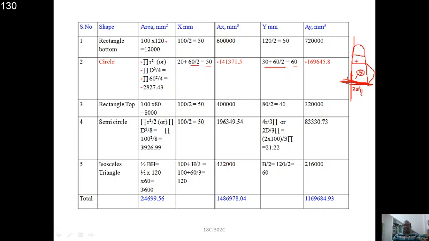And similarly for the rectangle, this is the top portion. So it is given as rectangle top. So the top portion is the rectangle, 100 into 80. This is the 100, and from this point to this point is 80. Therefore 100 into 80 is the area, and x bar is equal to 100 by 2, that means x3. Similarly for the y, this value is the mistaken value, right?